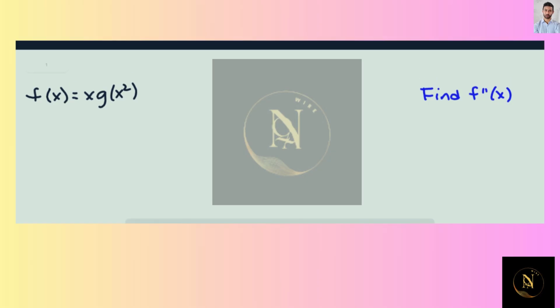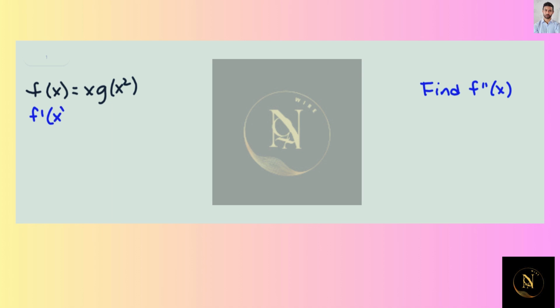In this problem, we're going to find f double prime of x. So of course we have to find f prime first. So the first derivative would be, using the product rule, we have the first, x, times the derivative of the second, and to find the derivative of g of x squared, we need to use the chain rule. So the derivative of the outside would be g prime of x squared times the derivative of the inside, 2x.